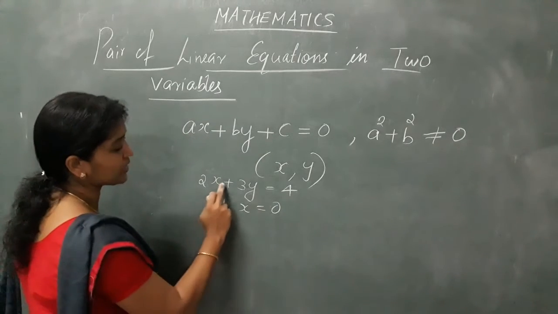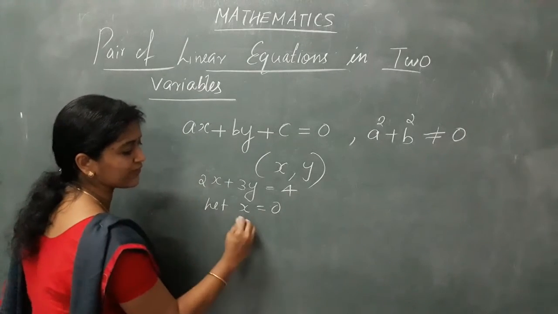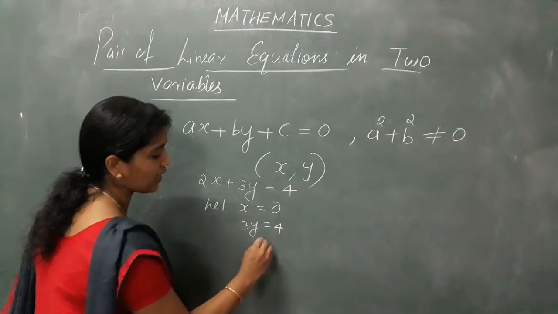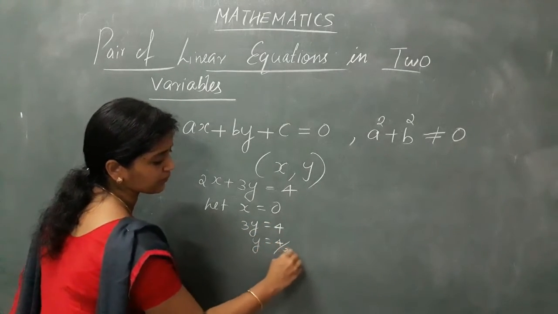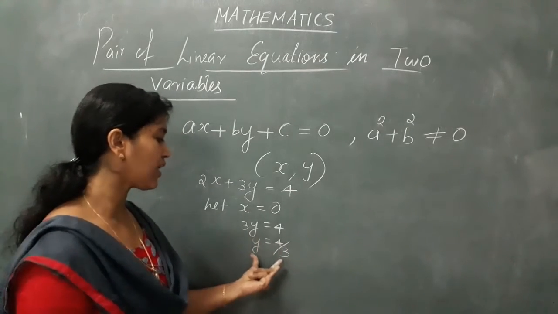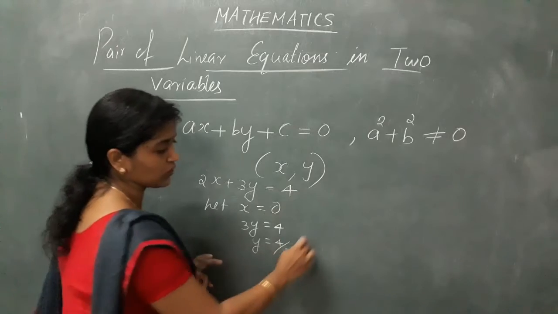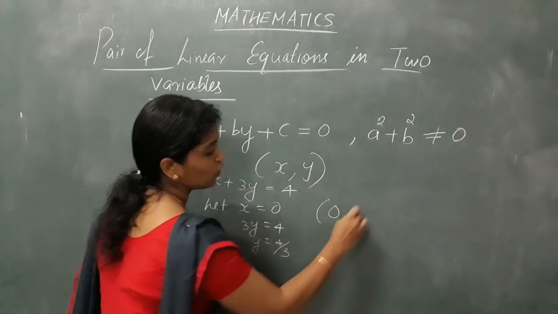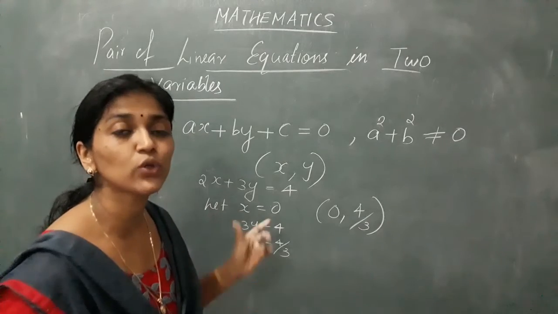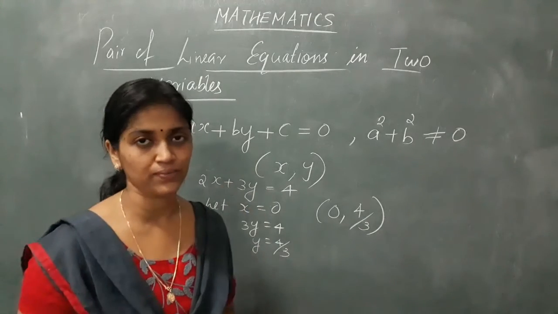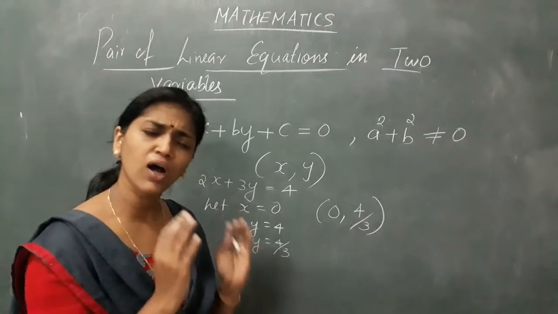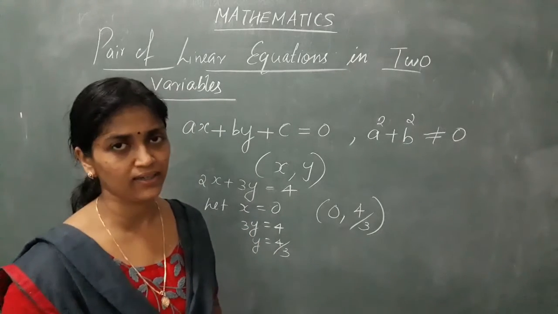So when we give x as 0, this part becomes 0. We will get 3y is equal to 4, y is equal to 4 by 3. So we can say that y is equal to 4 by 3 and x is equal to 0. That is, ordered pair (0, 4/3) is the solution of this linear equation. This is how we found the solution of linear equation. All this we have studied in 9th standard.